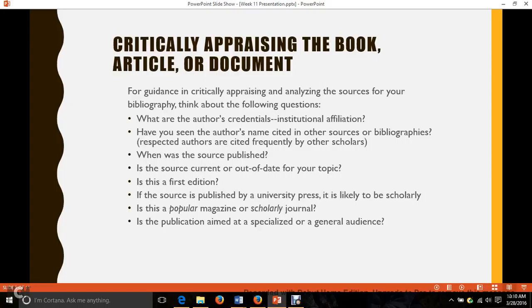Other things to look at. Determine if you have seen that author cited in other sources. That can definitely be a tell on whether or not that author is someone appropriate to use for research.